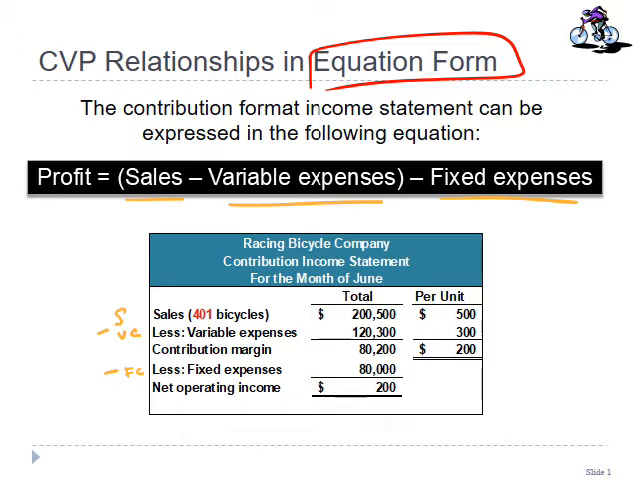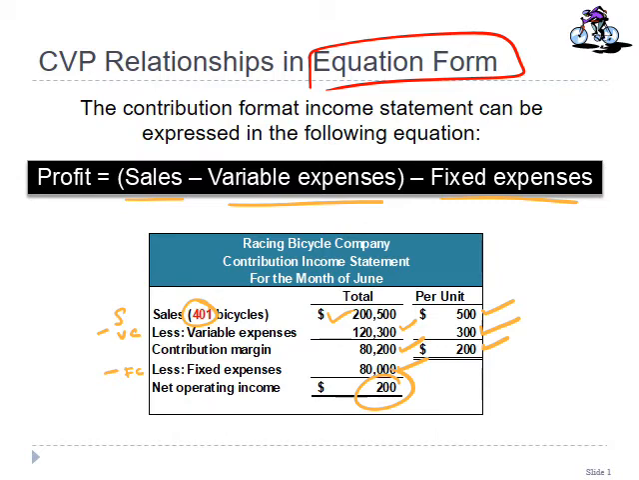So in RBC, we assume that we are selling 401 units of bicycles. Our sales is 200,500, at 500 per unit. Our variable cost as a whole is 120,300, while 300 is per unit cost. Our contribution margin is 80,200. 200 is our contribution margin. We have 80,000 fixed cost, and we have 200 operating income as well, right?